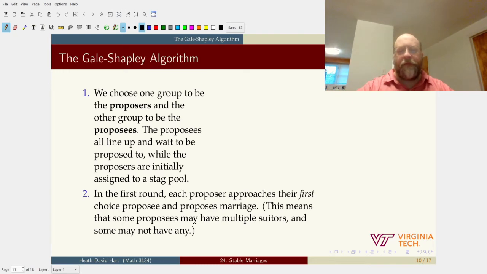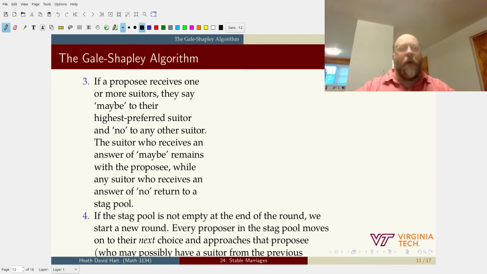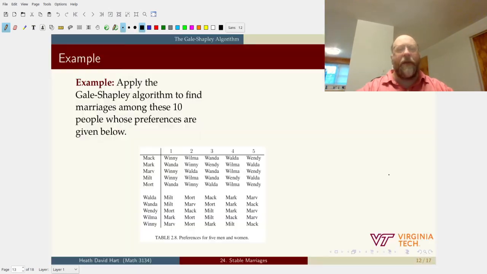And, well, that's okay. Each proposee says yes or says maybe to their highest preferred suitor and no to any other suitor. And any suitor that receives an answer of maybe stays with the proposee. Any other suitor that receives an answer of no goes back to the stag pool. If the stag pool is empty at the end of the round, well, if it's not empty, we just start a new round where every proposer in the stag pool crosses off their first choice. They got rejected by their first choice. They go on to their second choice and approach that proposee, and keep going.